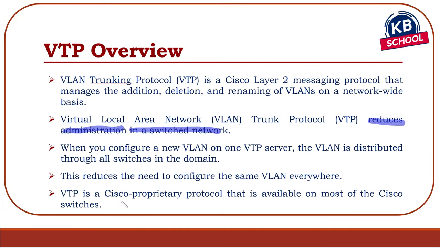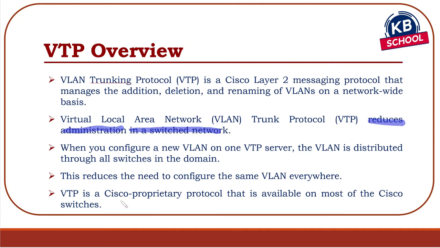All right. So when you configure a new VLAN on a VTP server, the VLAN will be distributed or propagated to all the other devices. The other devices will be generally the clients. So that's the only thing that really helps. Not that big of a deal. VTP is a Cisco proprietary protocol, so it's only available on the Cisco switches. So that's another thing that you need to keep in mind.